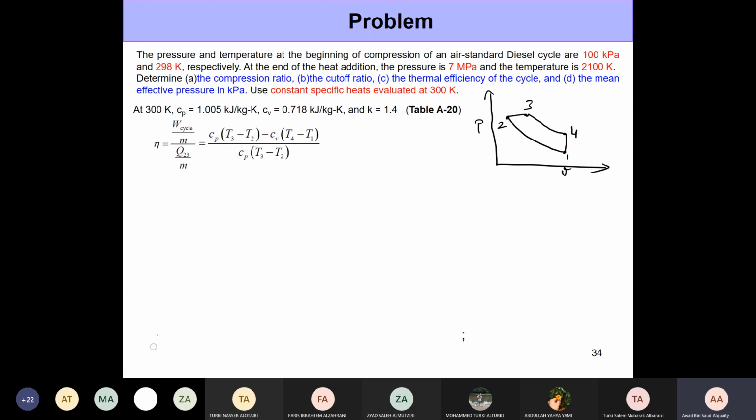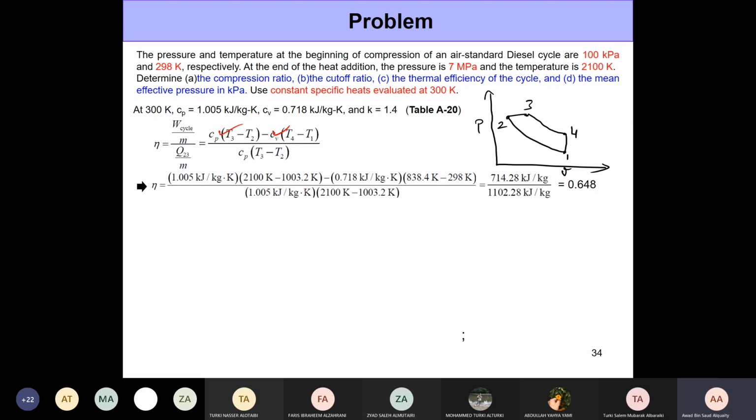All right. Now, once you have written this, the rest is just plugging in the numbers. We have all the temperatures. We have the values of Cp and Cv. So you plug in the numbers and we get the efficiency. The work output per unit mass is 714. The heat input is 1102.28. And the efficiency comes out to be 0.648, or let's say 64.8%.